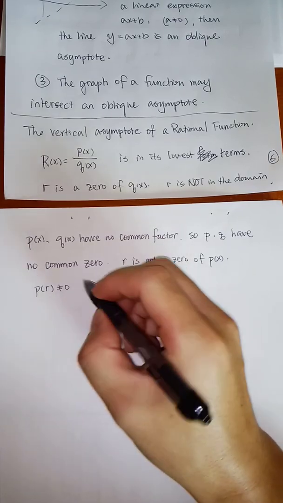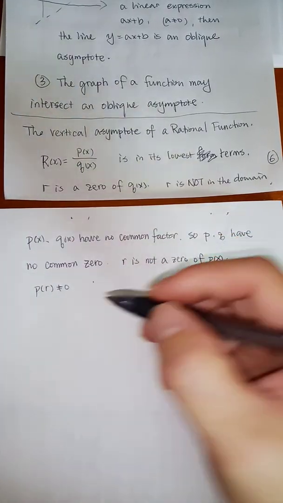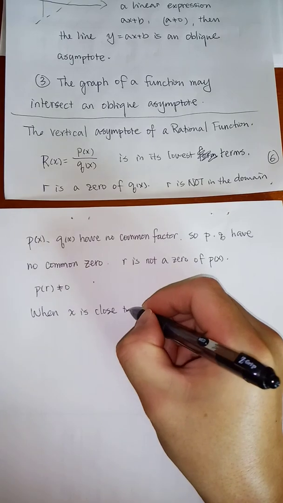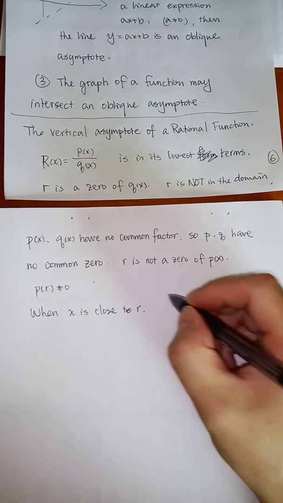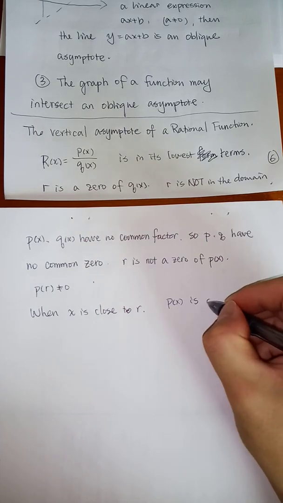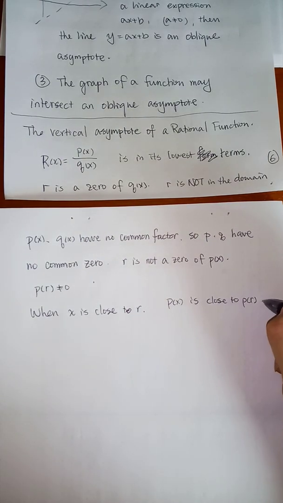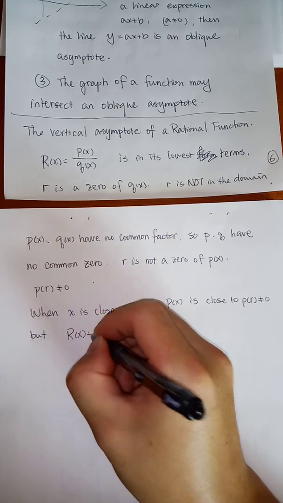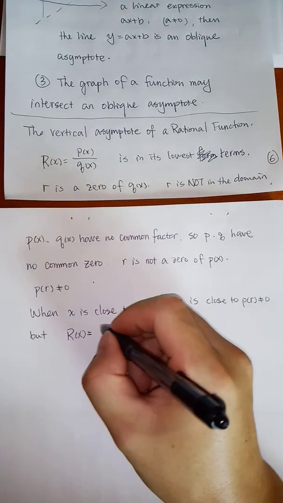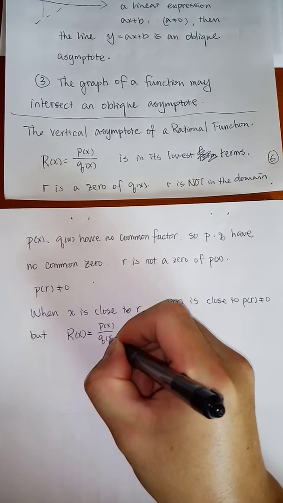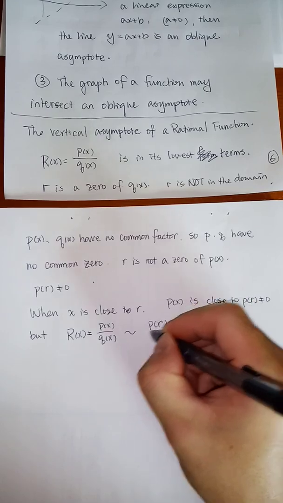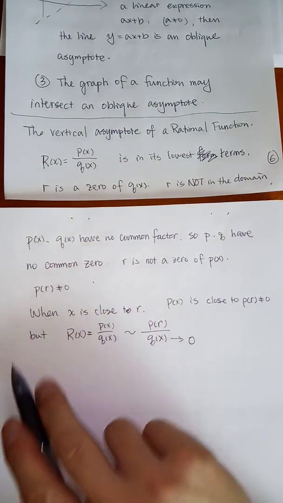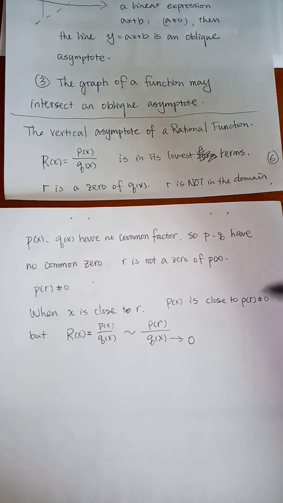Now let's check the behavior near 0. When x is close to R, then Px is close to P of R, not equal to 0. But this rational function, r of x is going to be p of x over q of x. It's about p of r over q of x. But q of x approaches 0. Q of r is 0.